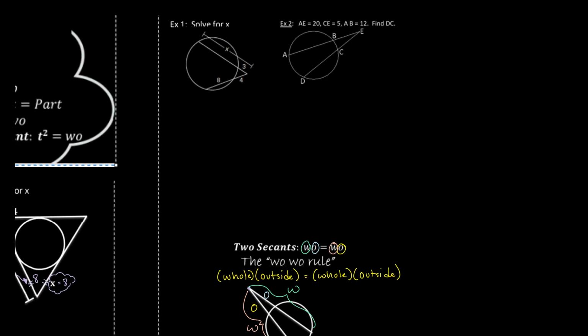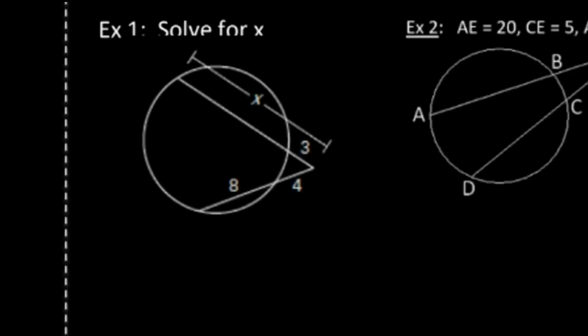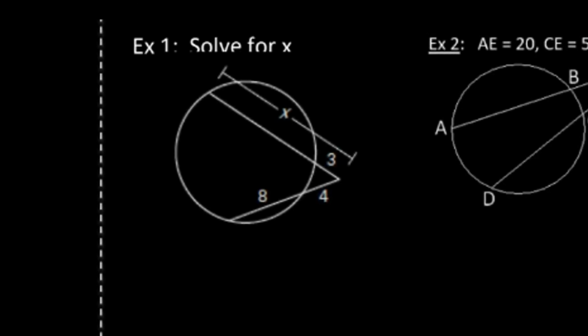So, let's try it up here. What type of segments in a circle do we have here? They are secants, so we use the what rule? Whole times outside equals whole times outside. What is the whole on that top secant? And what is the outside on that top secant?